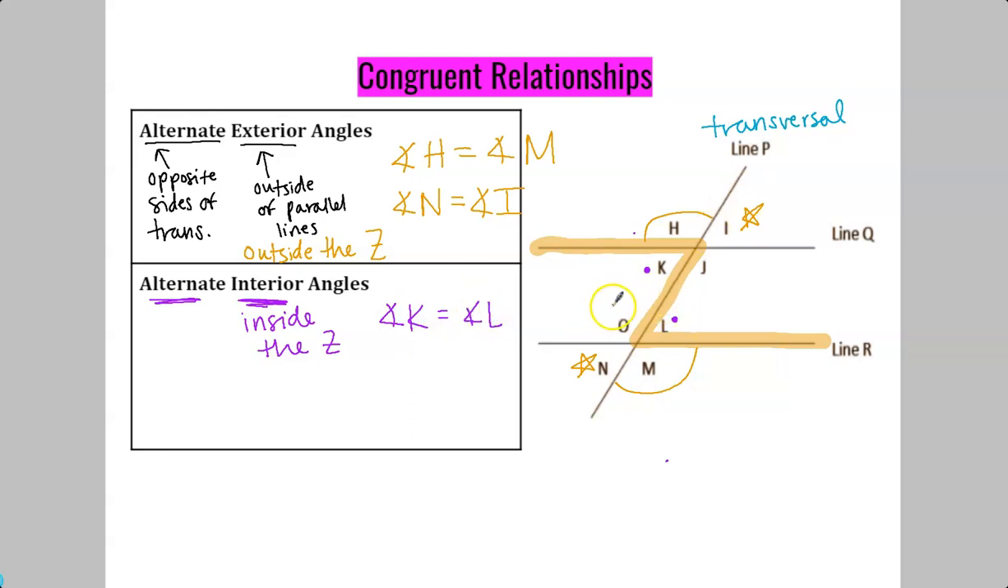We would also then be able to say O is then congruent to J, because again, alternate interior. So angle O is equal to angle J. All right, so that is all of our angle relationships that are congruent.